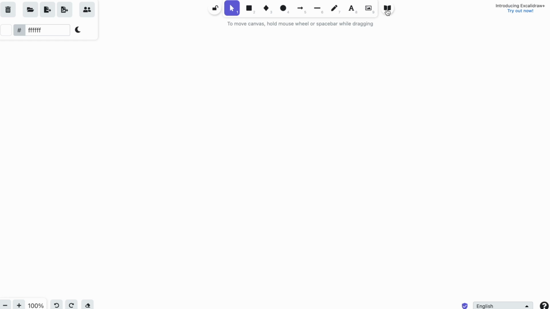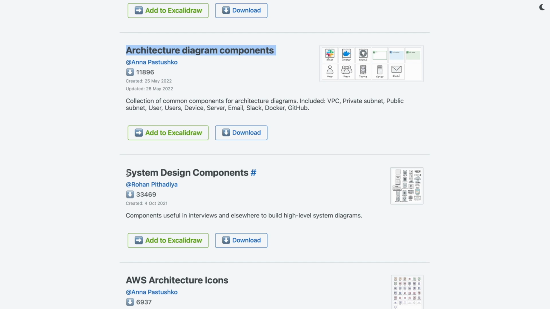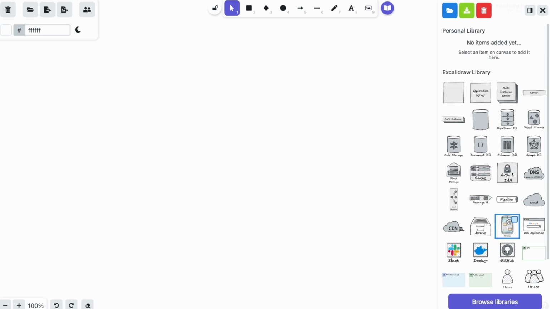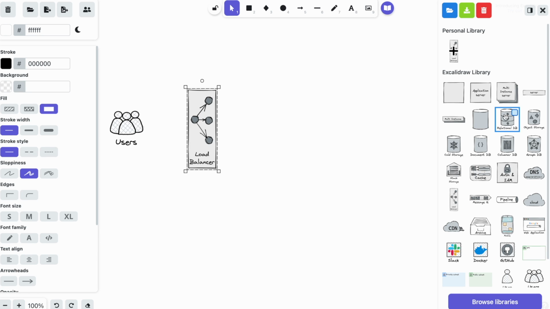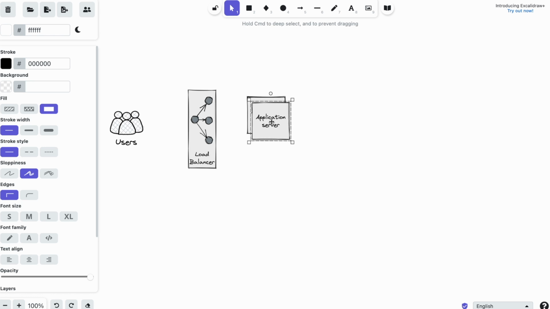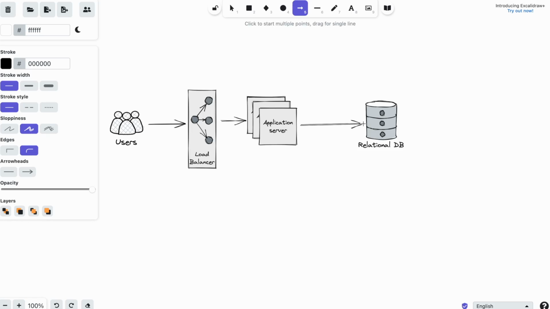One of the main reasons I like to use Excalidraw is because of their libraries. I downloaded these 2 libraries and used the symbols like load balancers, servers, databases, etc. in my system design. Using the right symbol makes your design look a lot more professional, and it's much easier for your interviewer to grasp your design in a matter of seconds.